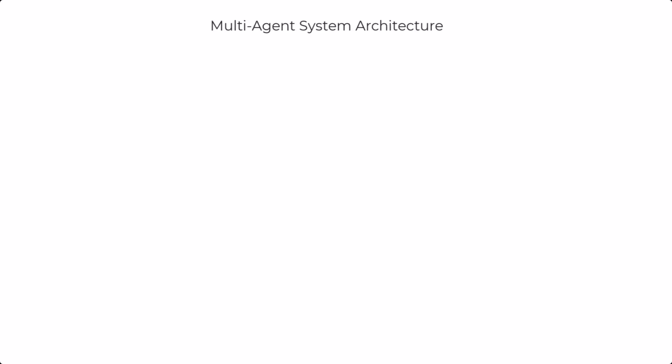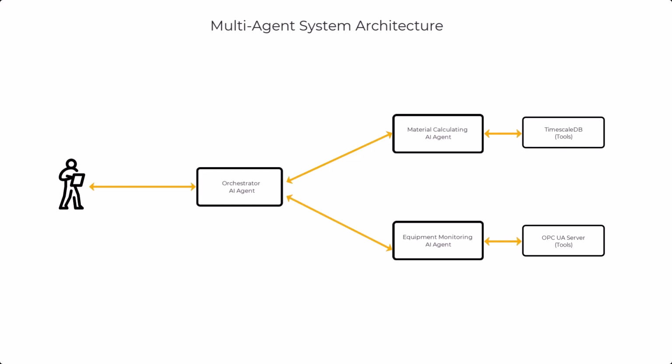Now, instead of relying on one monolithic agent, we're decomposing the work into a multi-agent system. Instead of one agent doing everything, we're creating 3 specialized agents. First, an equipment monitoring agent that specializes in real-time data. It connects to our OPC-UA server and knows everything about tank levels, machine states, and operational statuses. Second, a material calculating agent that specializes in product knowledge. It connects to our TimescaleDB database and knows all about product recipes, material requirements, and batch calculations.